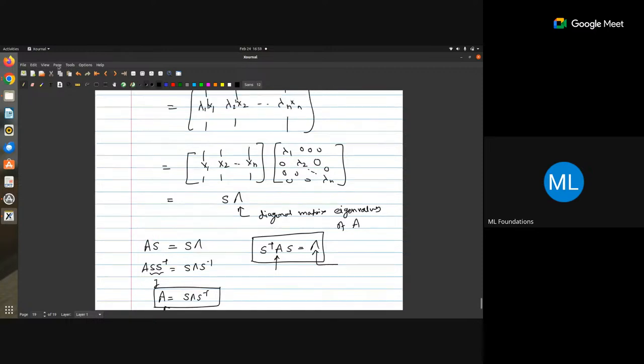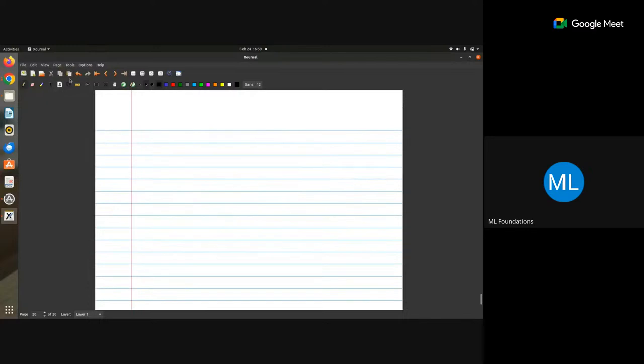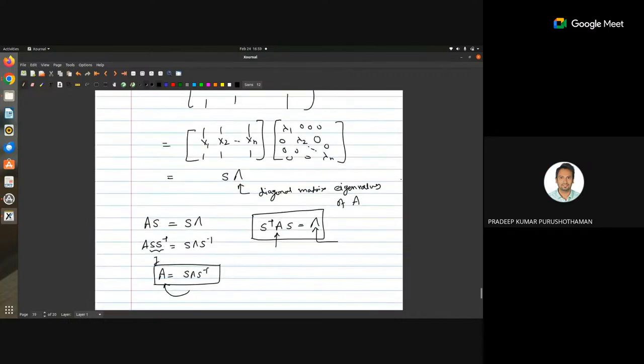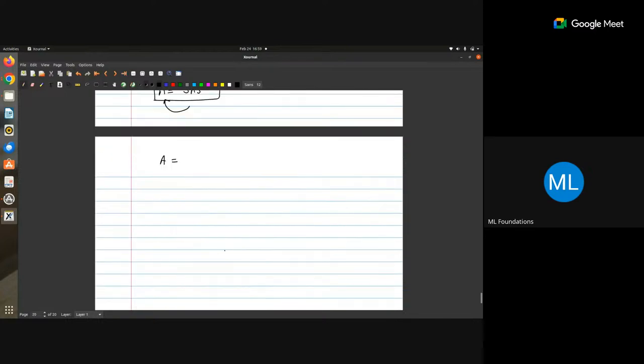Now I'll show you how this is working, right? Can you just tell me the example once again, that A? S is the matrix of eigenvectors. Okay, we'll try to establish that one. So can you just tell me those values? 1, 4, something.